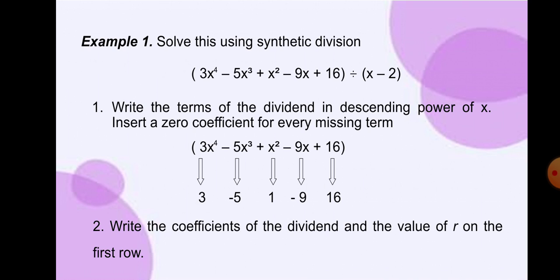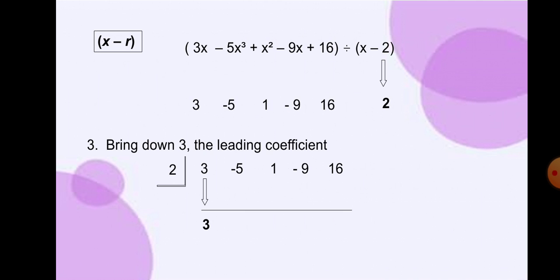For this equation, 3x^4 minus 5x^3 plus x squared minus 9x plus 16, write the terms without variables. So 3x^4 becomes 3, negative 5x cubed becomes negative 5, x squared becomes 1, negative 9x becomes negative 9, and 16 stays 16. Second step, write the coefficients of the dividend and the value of r on the first row. Our divisor here is x minus 2, so we need only write the value of r, which is positive 2.